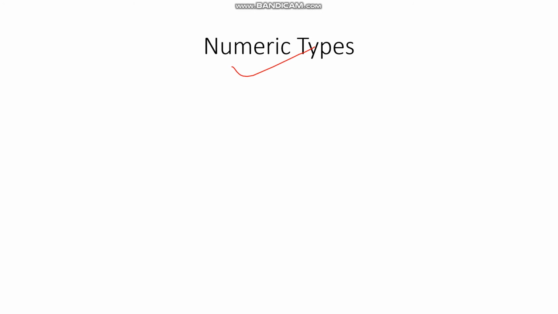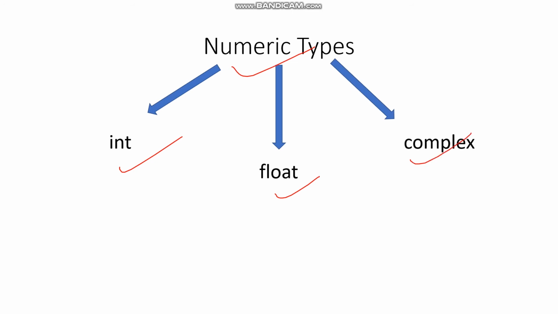So numeric types, there are 3 types. It's divided into 3. The first one is int, it's called integer. The next one is float, and the next one is complex. So now let's see what int type is.